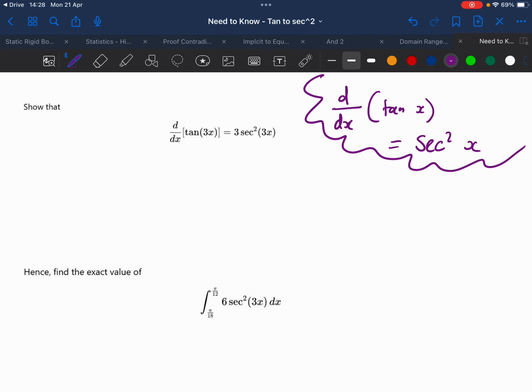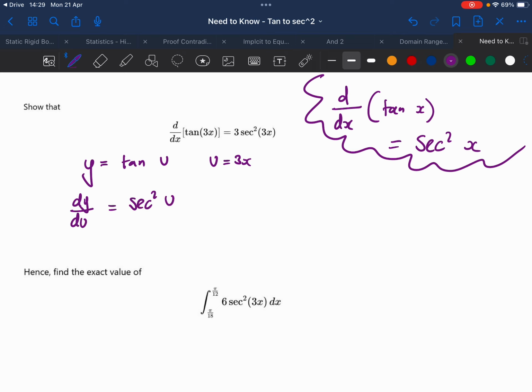First question: differentiate tan of 3x and show that it's 3 sec squared 3x. So let's use the formal approach to do this. I'm going to assign y equals tan u, and I'm going to say that u equals 3x. So this is a chain rule. I'm just doing it in a formal way because it says show that.